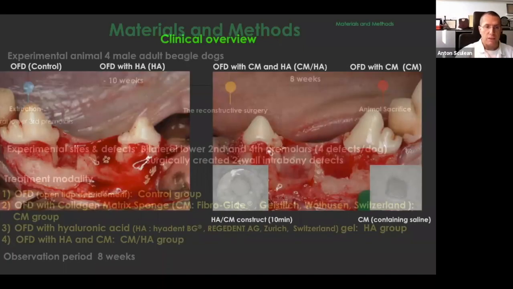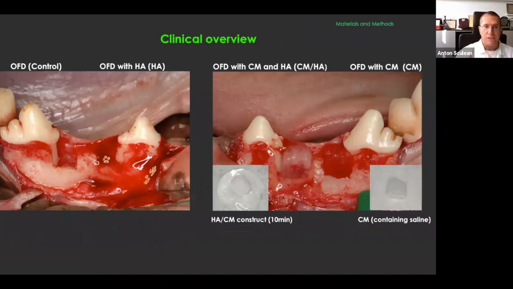Please have a look at these box type defects that were described in the literature. They are so-called non-contained defects. And you see to the left, one open flap debridement, an empty box, then application of hyaluronic acid, then open flap debridement and the combination of collagen matrix and hyaluronic acid, and the collagen matrix alone.